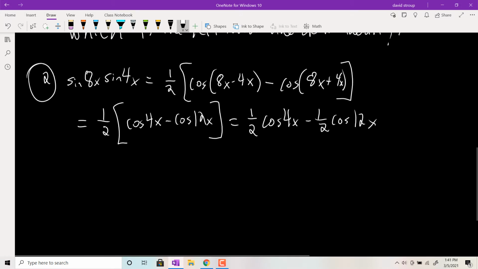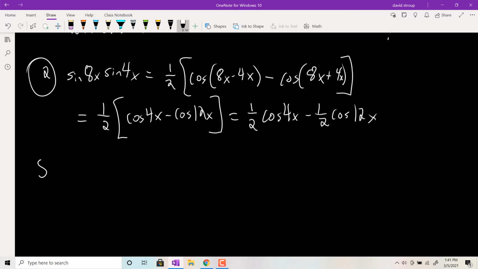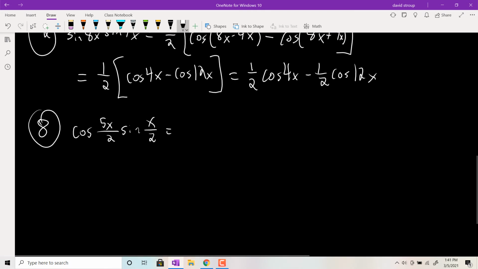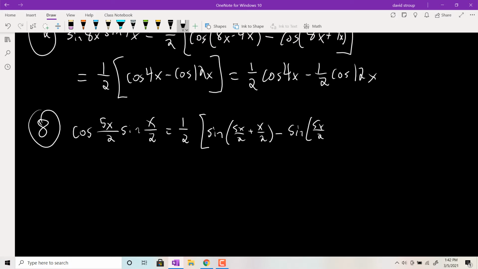Let's look at number 8, and we're given cosine of 5x over 2 sine of x over 2. So I go back to my chart and look for cosine sine. So cosine sine, no. Cosine sine, no. Cosine sine, the fourth formula. In that case, I have 1/2 times the sine of alpha plus beta, so I'll have 5x over 2 plus x over 2, and then minus sine of alpha minus beta, so 5x over 2 minus x over 2.